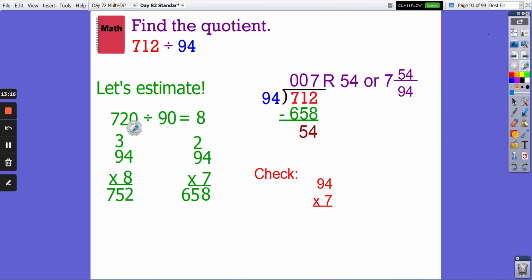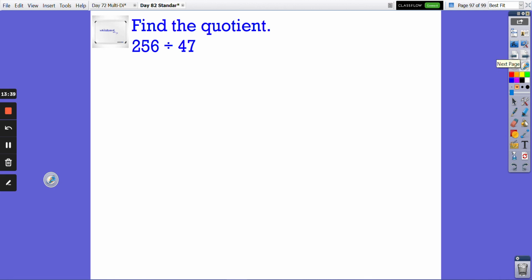So let's check our work. 94 times 7, and then remember, at the end we're going to add in our remainder. So 94 times 7 is 658. We add our remainder of 54, and we should get 712, and we do. All right, go ahead and pause the video and solve this. And when you're ready, press play.